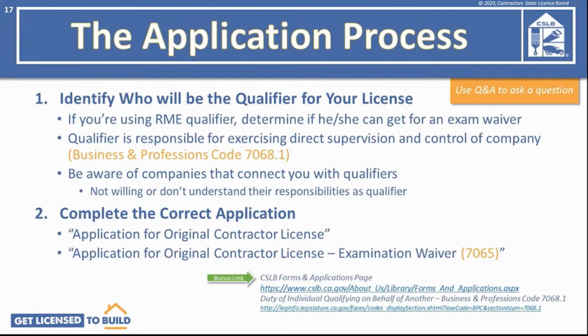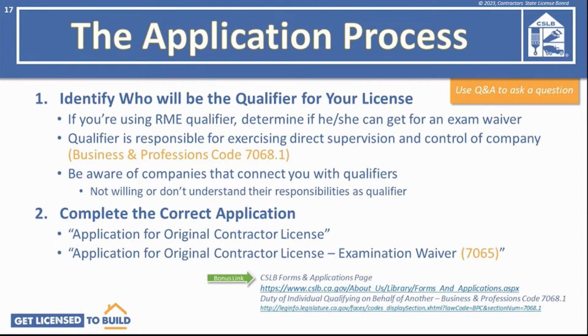First, identify who will be the qualifier for your license. That person will be responsible for exercising direct supervision and control of the company. If you're using an RME or responsible managing employee as your qualifier, determine if they can qualify for an exam waiver. Be aware of companies you pay to connect you with the license qualifier. In some cases, these qualifiers cannot exercise the direct supervision needed, or they aren't willing, or don't understand their role as a qualifier.